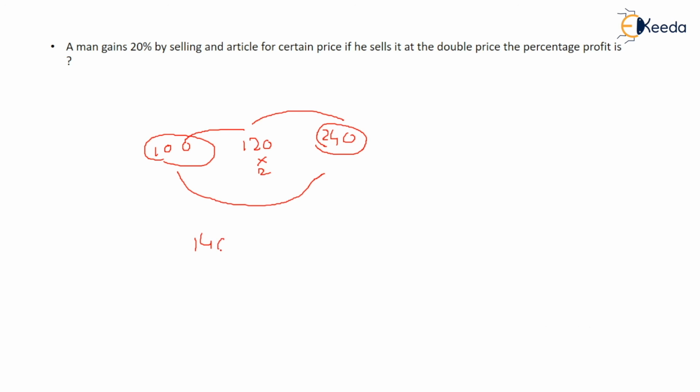So how much is he gaining? 140 rupees he is gaining, and how much did he invest from his pocket? 100. So this comes out to be 7 by 5. Now you have to convert it into percentage. So you can simply do this. So 140% profit he is gaining by selling it at double the price of the 20% gain. Okay, simple. Thank you.